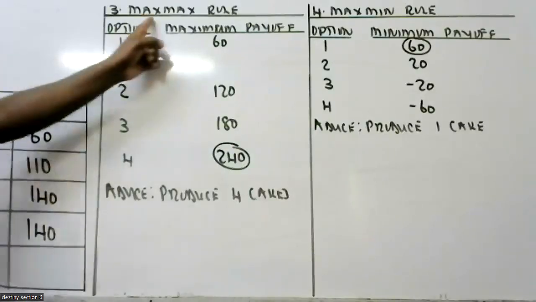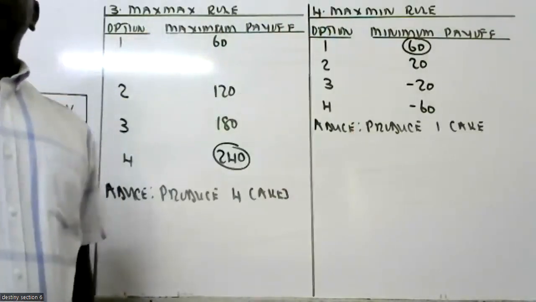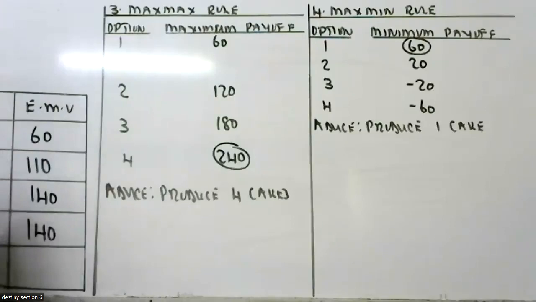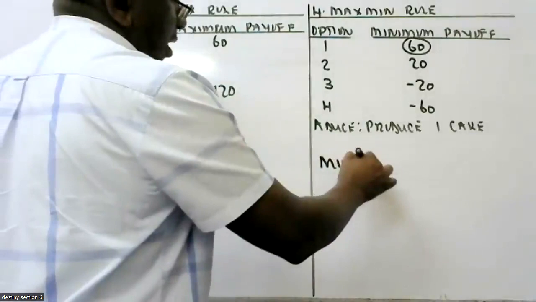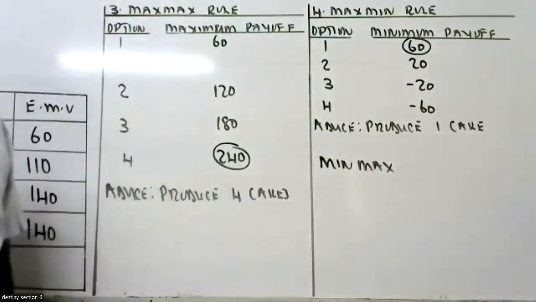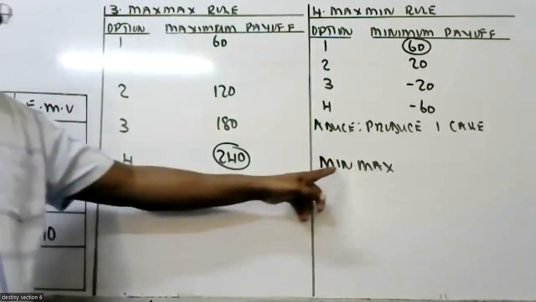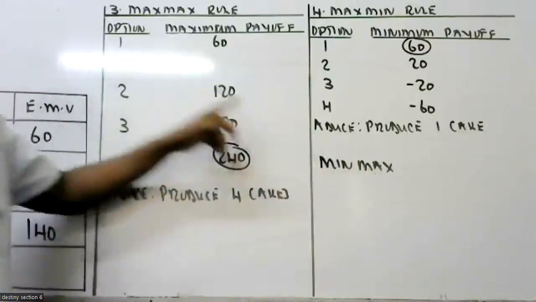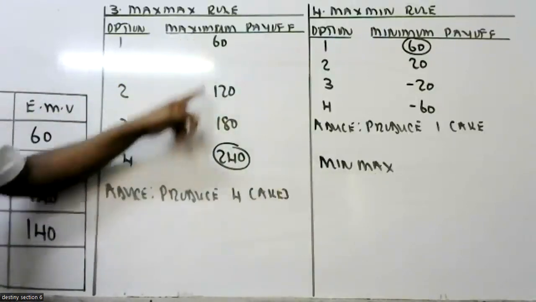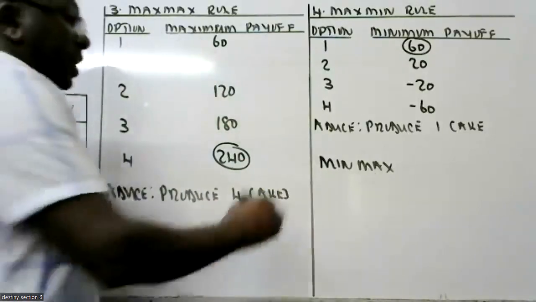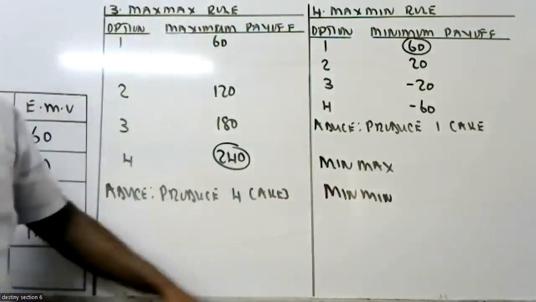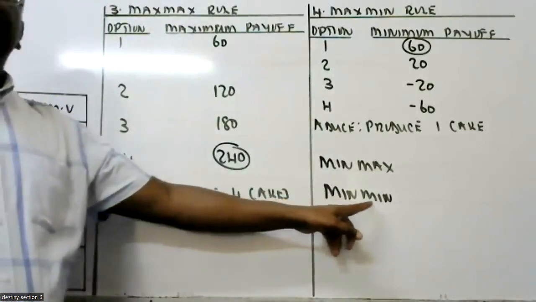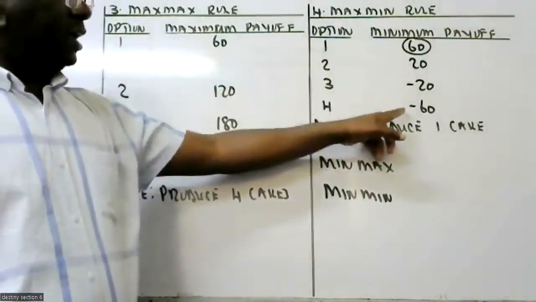Now, if you look at these two rules, they come about as a result of combining two. Which one and which one? Maximum and minimum. You can have two other combinations, although those ones we shall not write. You could have minimax. If you are told to do minimax, it means you will select the minimum of the maximums. So you will have the maximums here, then you go for the minimum. The other combination that you can have is minimin. If you are told to use minimin, you will select the minimum of the minimums.